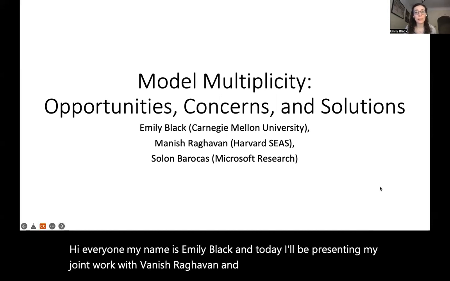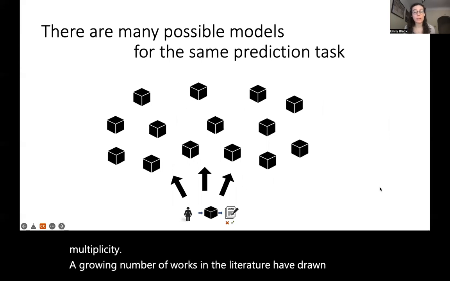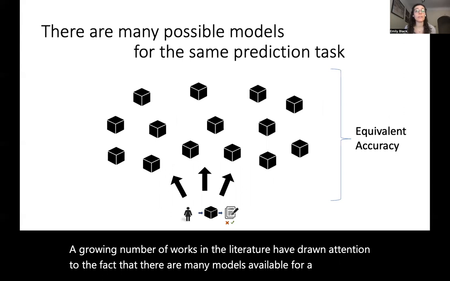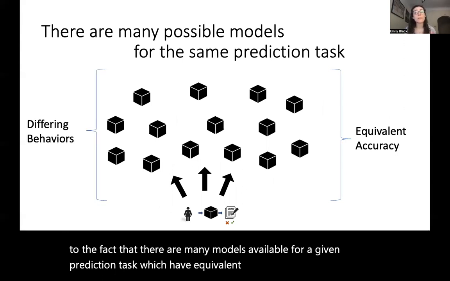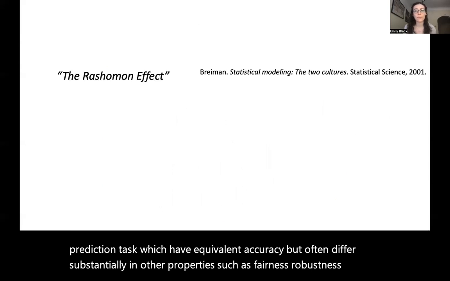Barocas on model multiplicity. A growing number of works in the literature have drawn attention to the fact that there are many models available for a given prediction task, which have equivalent accuracy, but often differ substantially in other properties, such as fairness, robustness, and interpretability, among others.